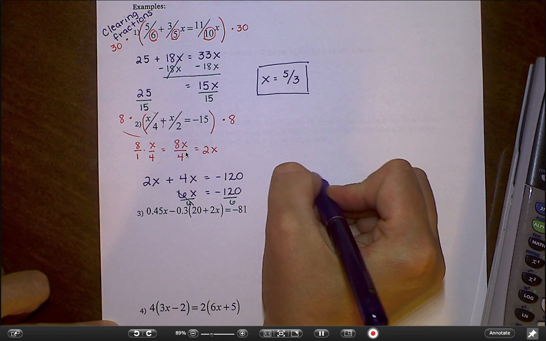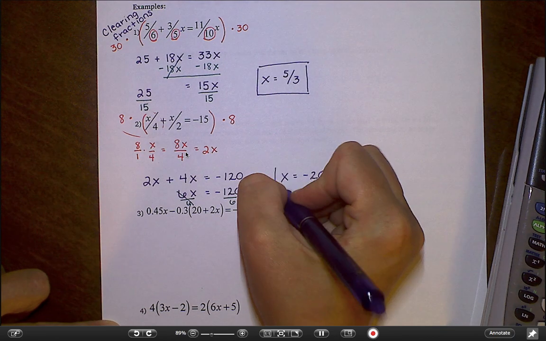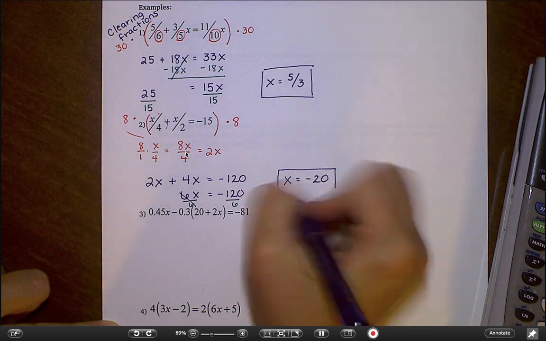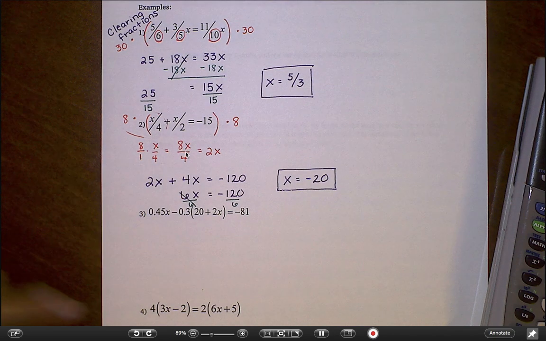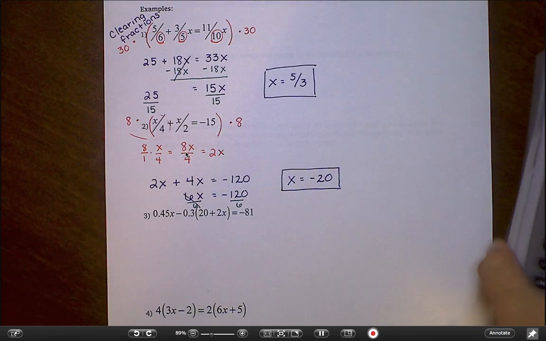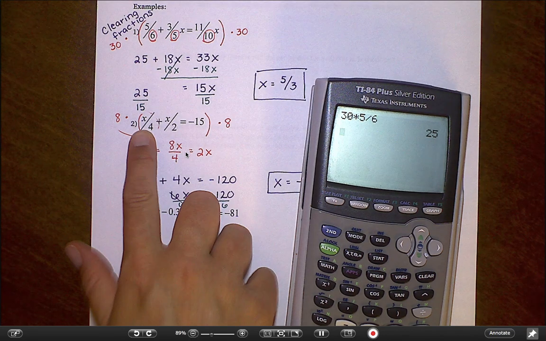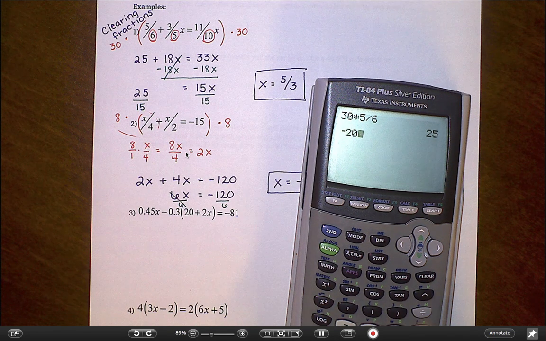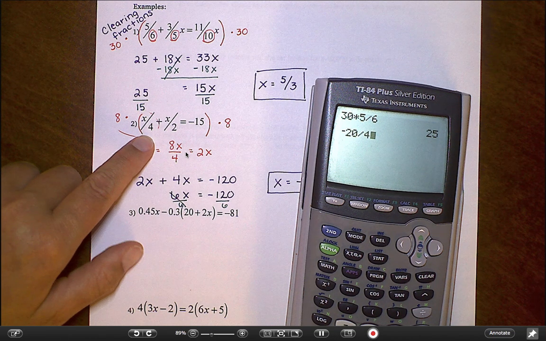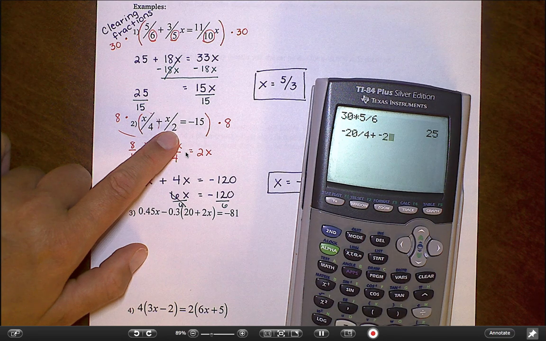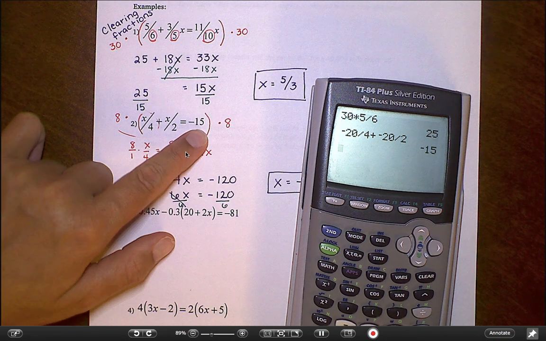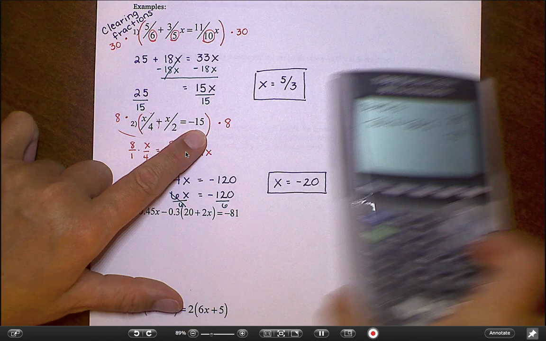Now, I should have done this on the last problem, but I'll do it on this one. Always good to check your answers when you're done. And when I say check, you don't necessarily have to write out how you're checking your answers. That can just be done in a calculator. So I'm going to put negative 20 in here for x. So I'm going to go negative 20 divided by 4 plus negative 20 divided by 2 and see if that comes out to equal negative 15. And it does, so that means that my answer is correct.